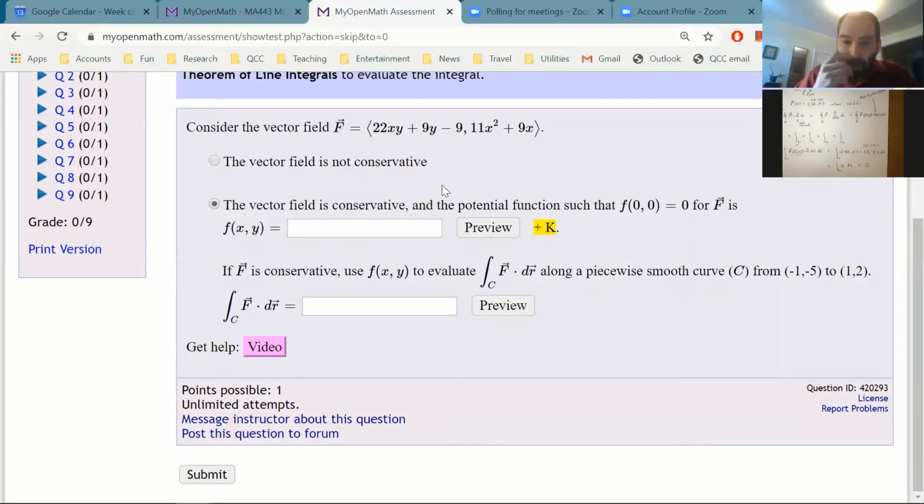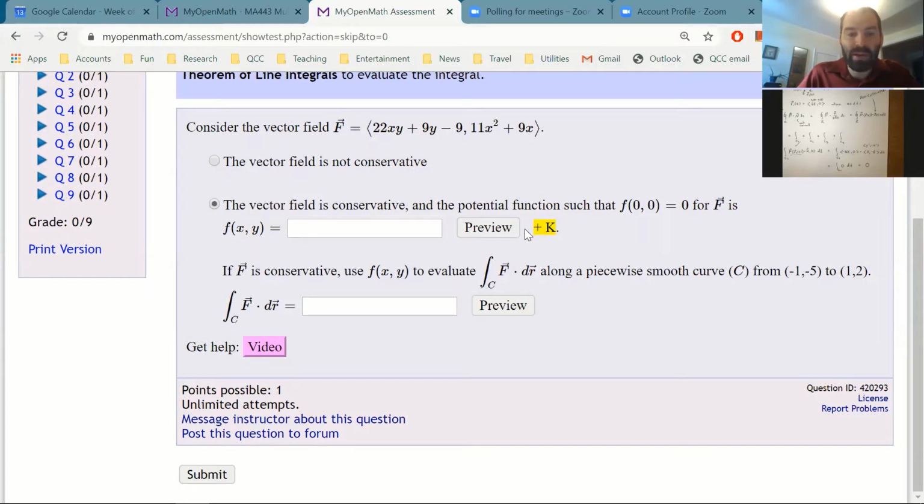Now, I want to point out that a potential function is like the antiderivative, all right? And we know that there's not just one antiderivative to a function. There's an entire family of antiderivatives. But the family is very simple. Any two elements of that family just differ by a constant. In this case, they're calling the constant k. And that's why there's a plus k here, okay?